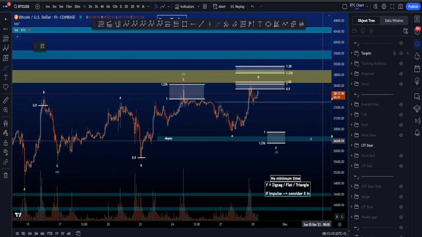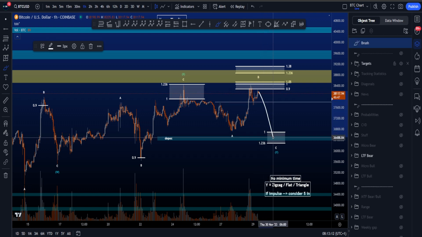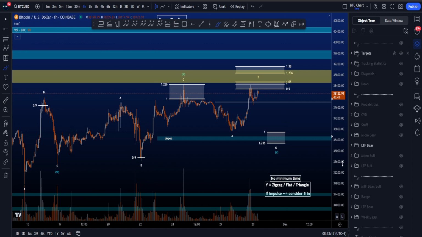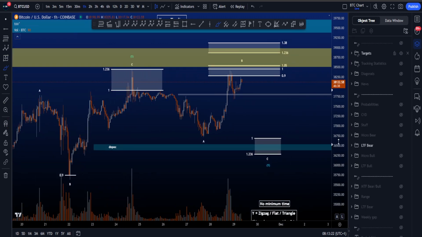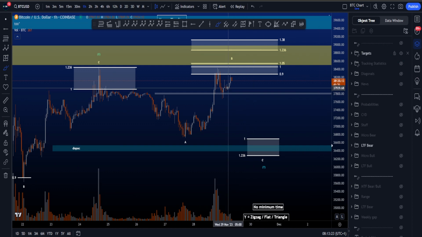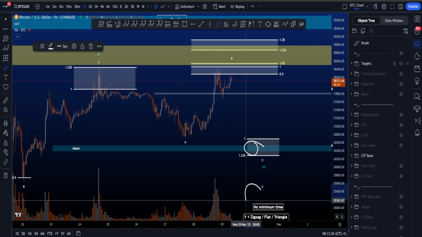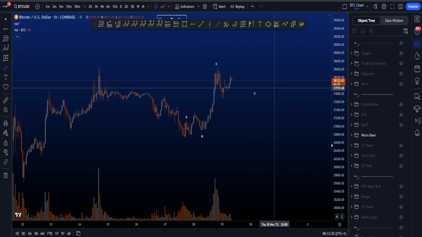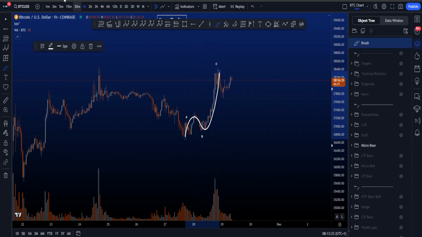So that is some nice confluence, but a wave C can be quite extended, and we do have over here a double bottom, sorry, at 35.5k, which is interesting as well for maybe a bit of a liquidity grab. So if price moves to the downside, then those are the levels that I am going to keep my eye on. Now this is then of course what you're looking for: wave A, wave B, wave C.